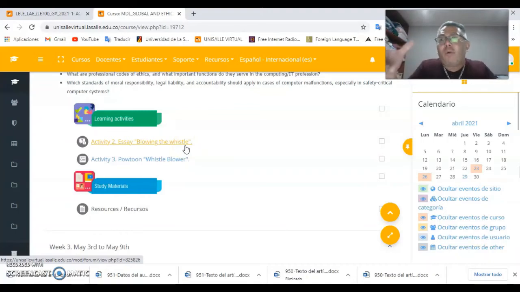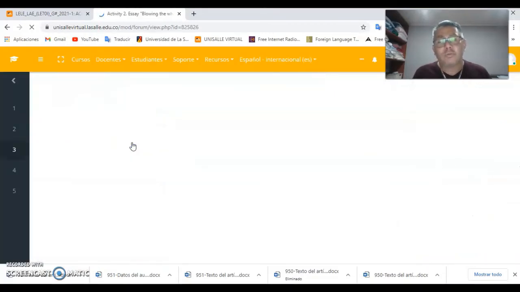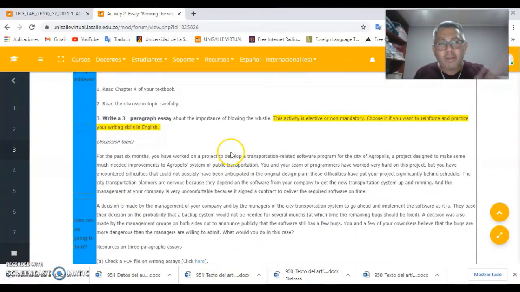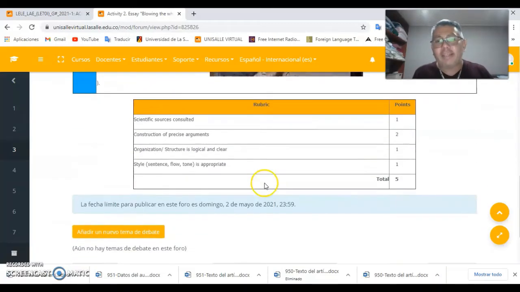Your decision depends on what you want to work on, because activity 2 is an essay, a 3-paragraph essay about blowing the whistle. So if you want to practice your writing skill, please do activity 2. Activity 3 is about generating an animation about being a whistleblower. For that purpose, you are invited to use Powtoon, the website, where you can generate a 2 or 3 minute maximum animation that presents, discusses, and explains what it is to be a whistleblower. If you decide to do activity 2, go into the activity, read the information that is presented, follow the steps, and submit the activity.